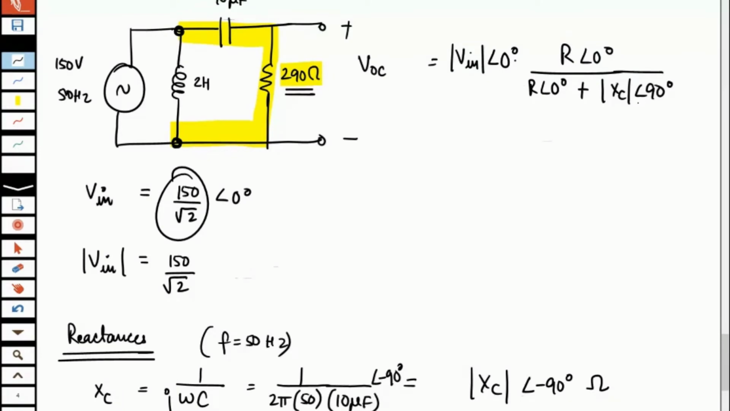Because in the denominator there is a plus 90 degree. Sorry, this should have been minus 90 degree, right? Yes, ma'am, minus 90 degree. This phasor computation is what you need to do. If you just did R upon R plus mod XC, you would have got the wrong answer. It will not match with the actual VTH that you are measuring.